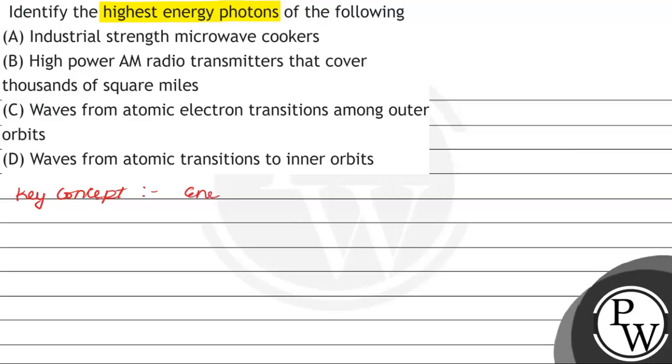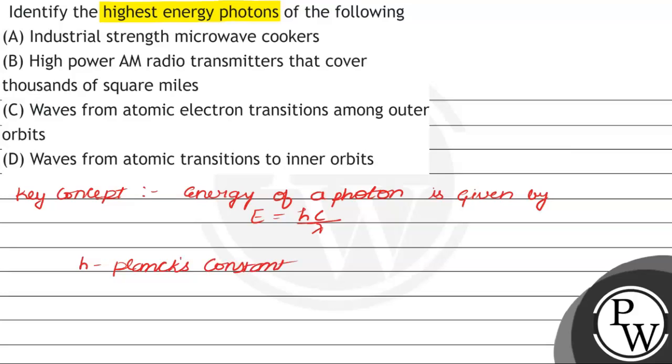We say that energy of a photon is given by E equals hc upon lambda, where h represents Planck's constant, c represents speed of light, and lambda represents wavelength of source.